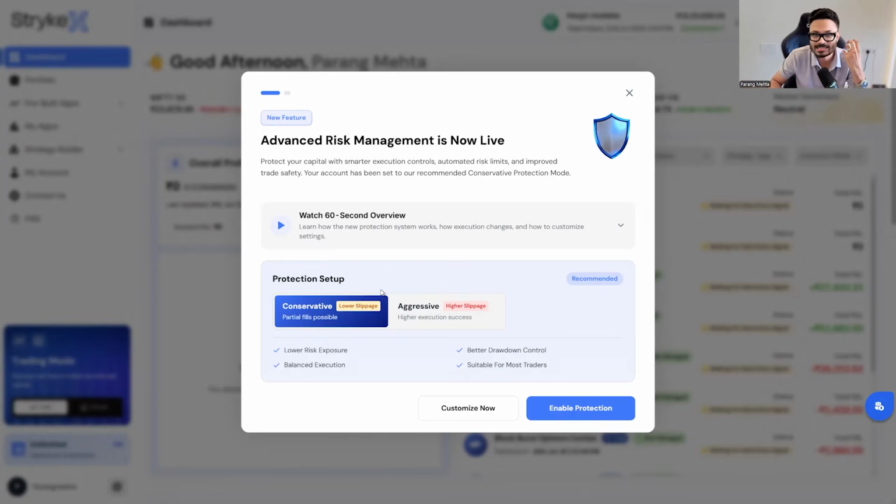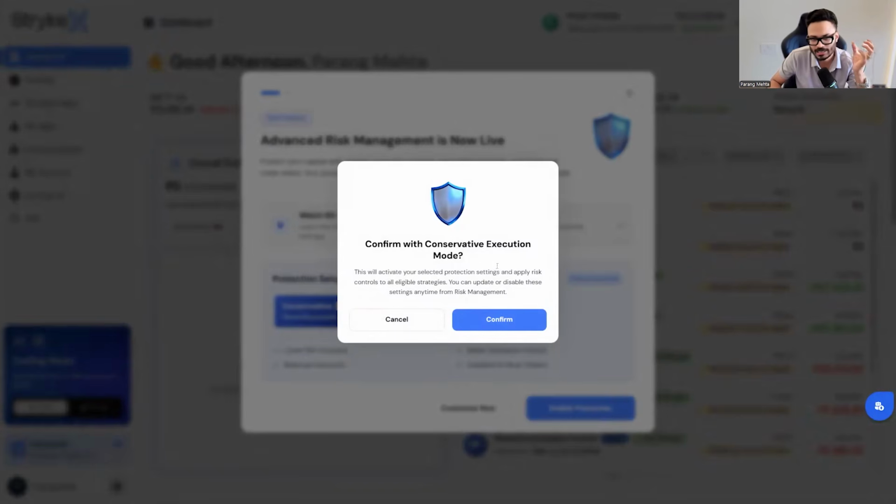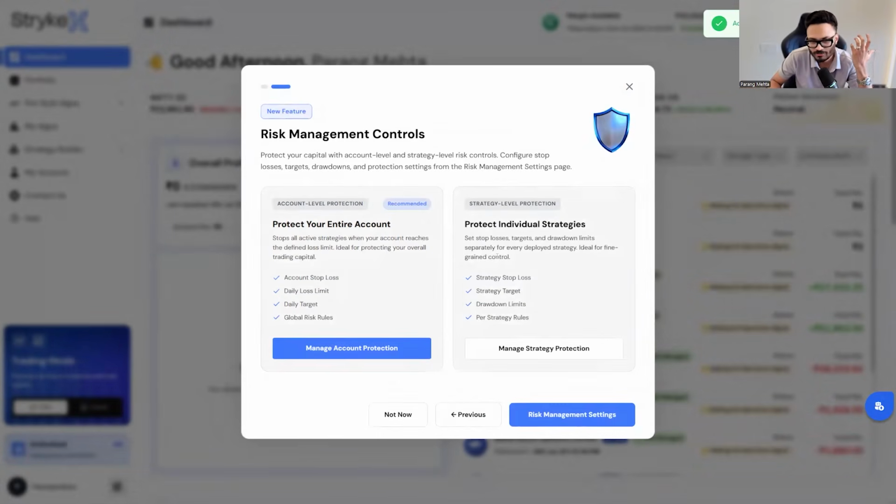The next thing is the advanced risk management feature. So now when I click on conservative, I can just click on enable protection. It's going to give me a prompt to confirm my choices, and then it'll give me the risk management control prompt where I can opt for account level protection as well as strategy level protection. If you are going with account level protection, you can set your account level stop loss, your daily loss limit, your daily target, and your global risk rules on an account level.